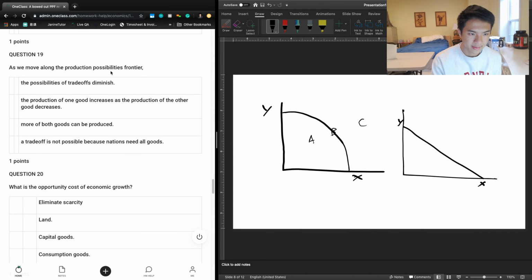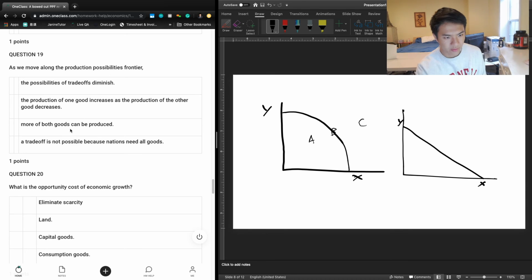As we move along the production possibilities frontier, which of the following occurs? The possibilities of trade-offs diminish. That's not true. There's always trade-offs along the PPF. The production of one good increases as the production of the other good decreases. And that is true, right? Because we're moving along the PPF, there's inherently an exchange in resources. There's only two goods in this economy, and therefore if I produce more of good X by moving along the PPF this way, I have to take away resources from the production of good Y. So that's going to be the case here.